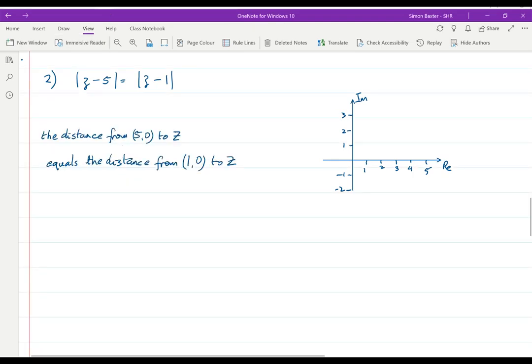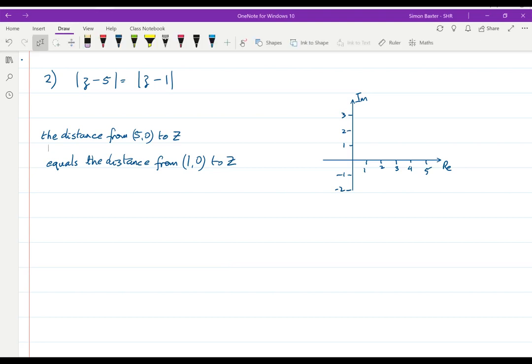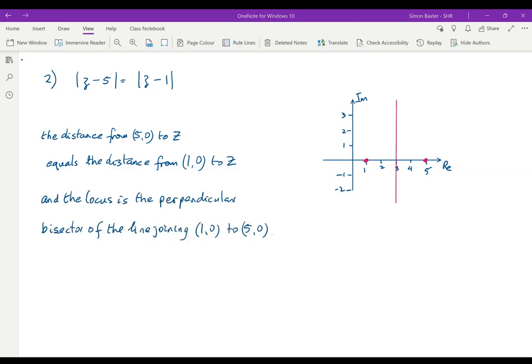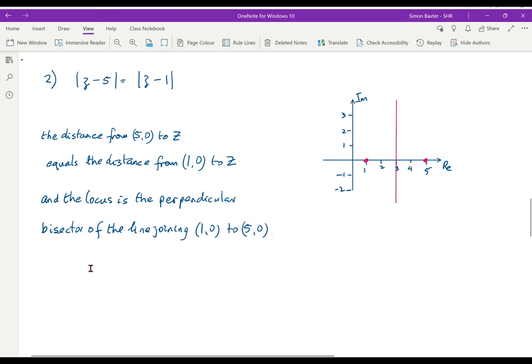Well, this equation tells us that the distance from (5, 0) to z is equal to the distance from (1, 0) to z. So let's just mark those 2 points on the diagram. There's the point (1, 0), and there's the point (5, 0). And we're looking for the locus of all points which are the same distance from the 2 red dots. And this is just the perpendicular bisector of the line joining (1, 0) to (5, 0).